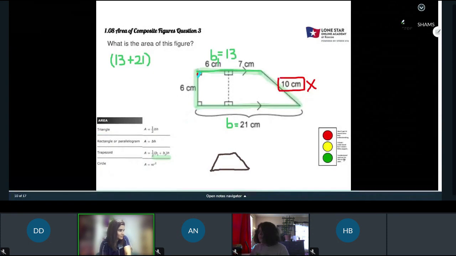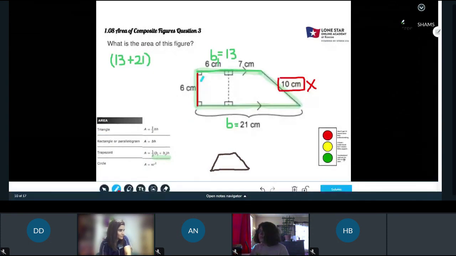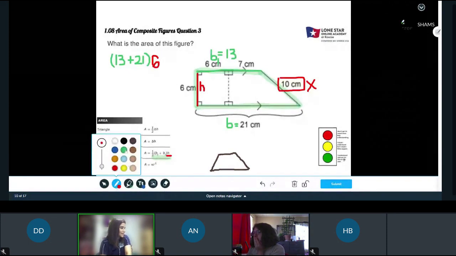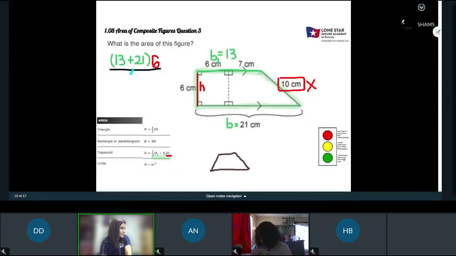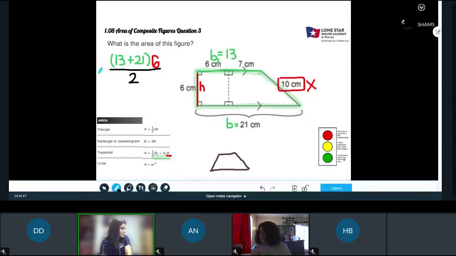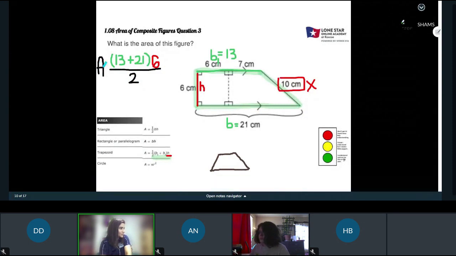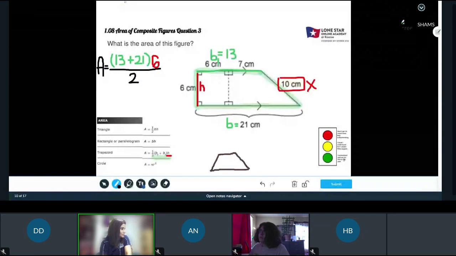Here is the height. Height is 6. See, the formula says times by height. And I'll do 34 times 6. Whatever answer I get, I will divide that by 2. And that will give me the area of the trapezoid. I'm going to verify with you guys if I agree with your answers or not at this point. I've shown you how you can do the problem. I'm going to see if your calculations look correct.